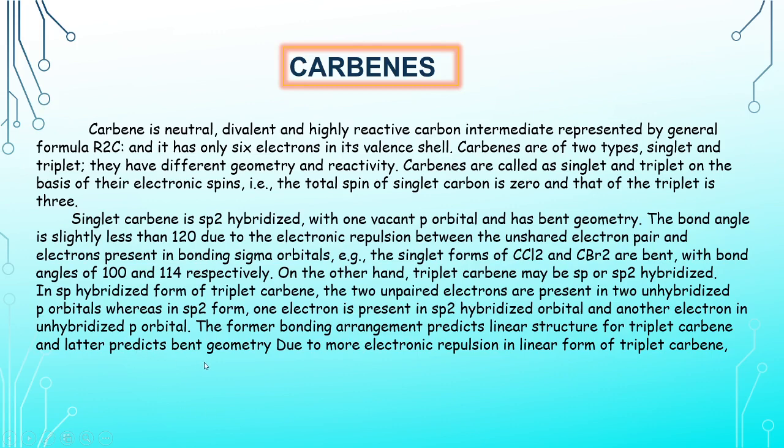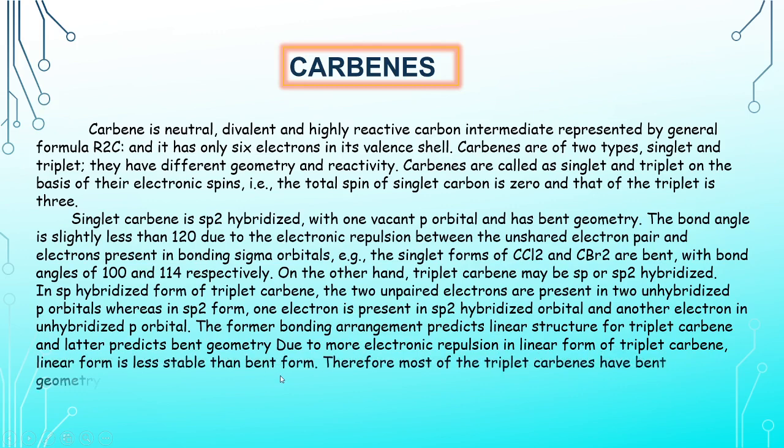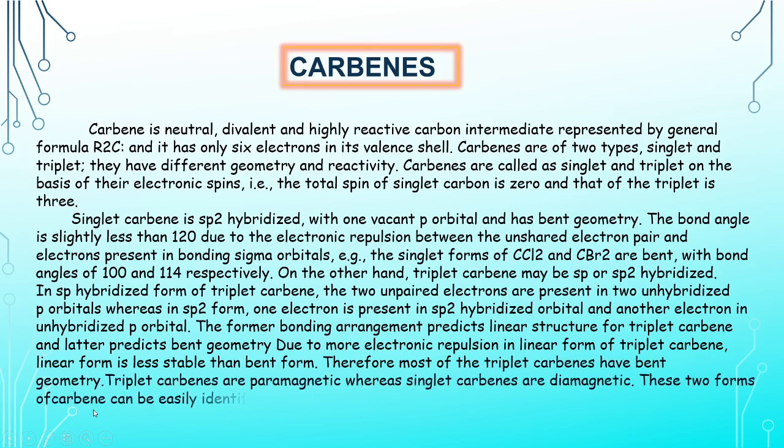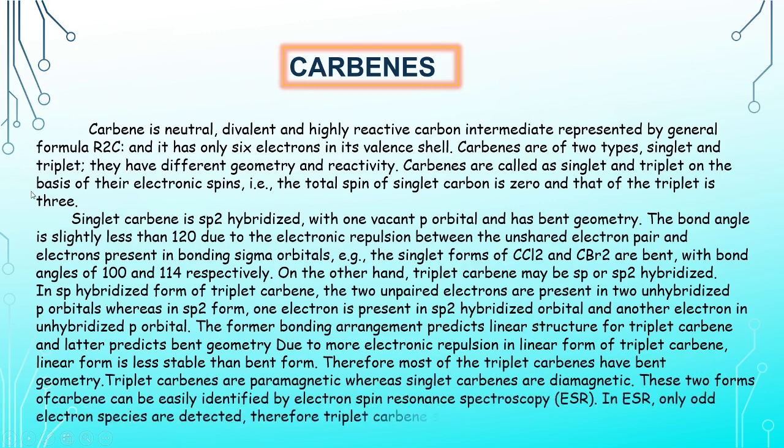and the latter predicts the bent geometry due to the more electronic repulsion in the linear form of the triplet carbene. The linear form is less stable than the bent form. Therefore, most of the triplet carbenes have the bent geometry due to the presence of an electron in the unhybridized p orbital. The triplet shows sp hybridization in the linear geometry, and due to the electronic repulsion, the linear triplet carbenes are less stable than the bent geometry. Therefore, most of the triplet carbenes have bent geometry.